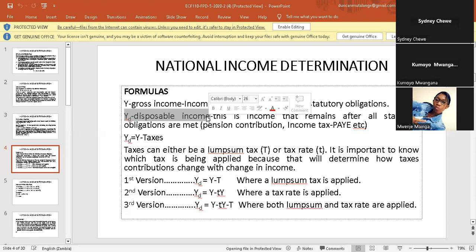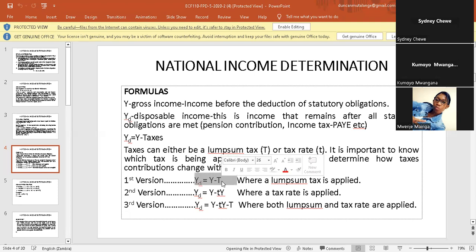Now, disposable income is given by this formula here, the first version that you can see. It's just Y minus T. In economics, we know that there is NAPSA and all these deductions that are made, but for simplicity's sake, we just consider T, which is the tax, and forget about all these other things. So your YD is the symbol for disposable income. Your YD, disposable income, is equal to your Y, meaning the gross income you receive, minus the T, which is the tax.